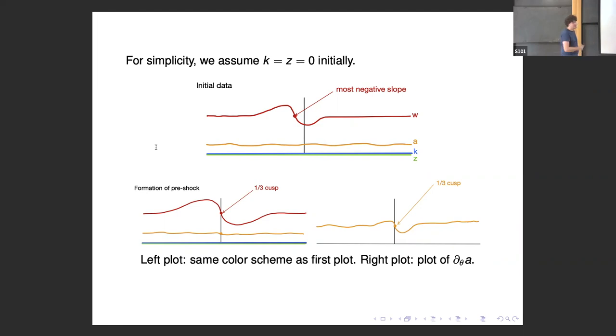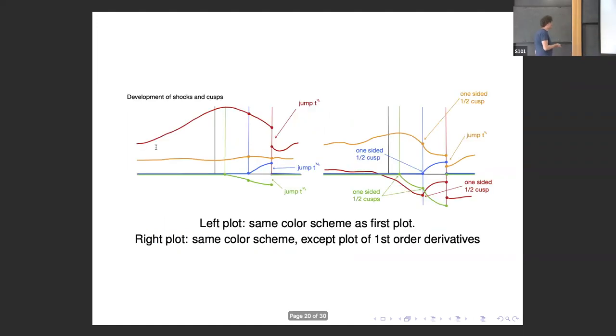Is the one third magical, or is this just for the example? You can choose it the other way. There's nothing special about it. It's just a choice. I can make it one. There's nothing magical about it.